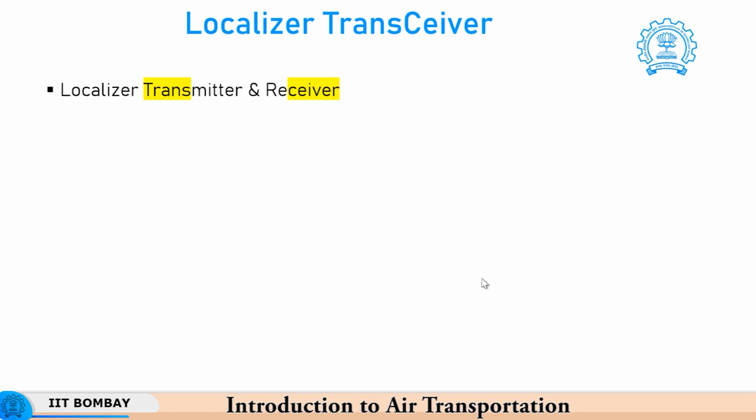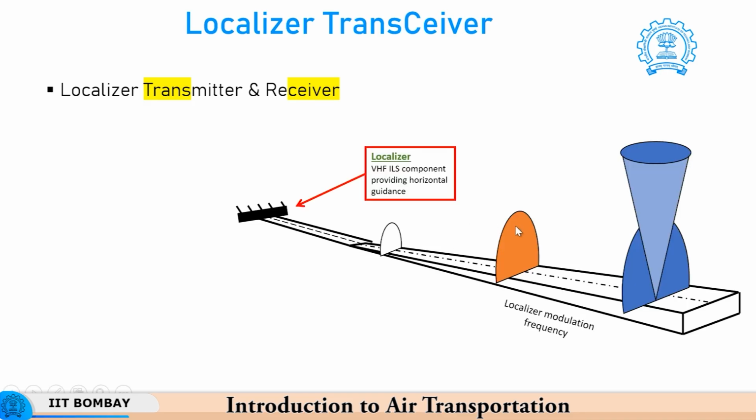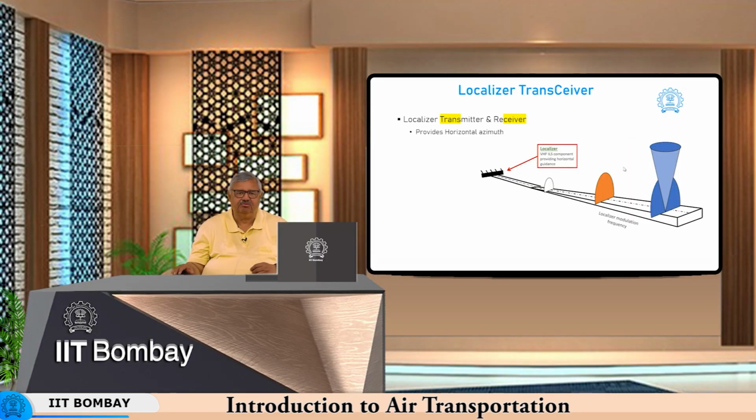First, we will look at the localizer transceiver, which is basically a combination of a transmitter and a receiver. This particular instrument is providing the horizontal azimuth or the horizontal guidance to the aircraft. So, it kind of localizes you and orients you towards the runway, so that you come in straight along the runway, and it is nothing but like a VOR system, very high frequency omni range system, but it is 4 times more sensitive and accurate.